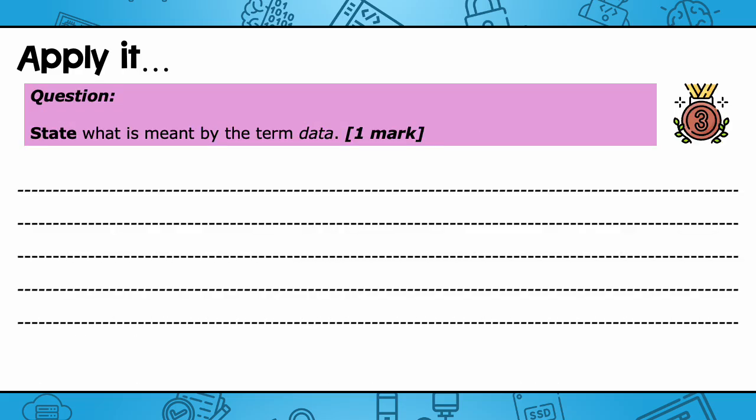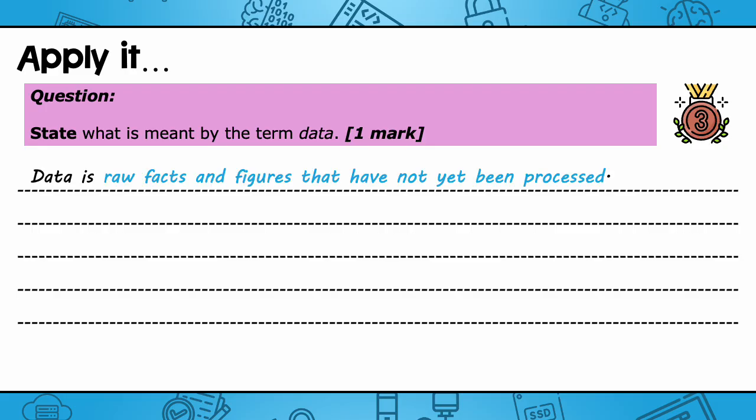Right, so your turn. So bronze style question, simple and straightforward. State what is meant by the term data for 1 mark. So if you want to pause the video there and have a go at answering that one. So state what is meant by the term data for 1 mark. Data is raw facts and figures that have not yet been processed. So the highlighted in blue is the key bit of information to get that 1 mark.